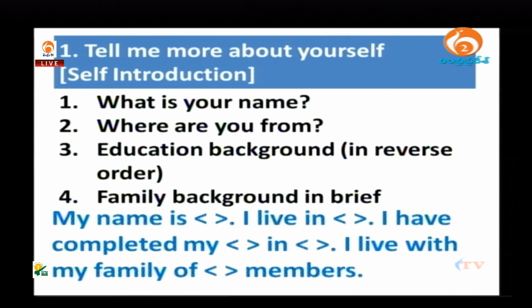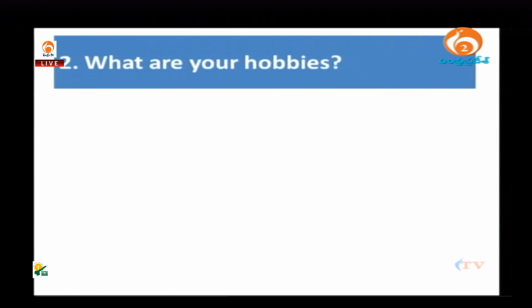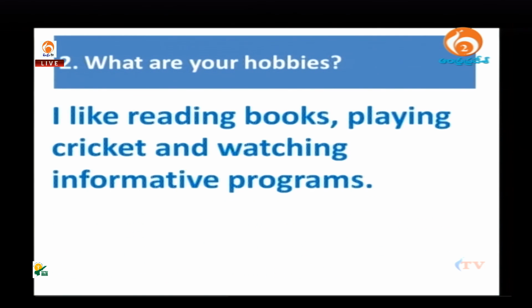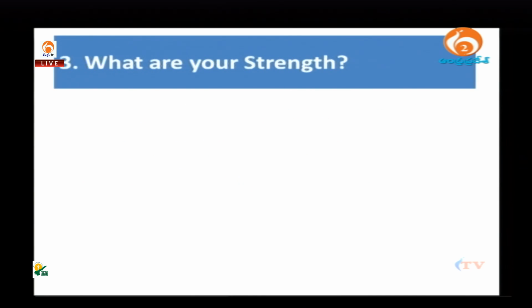So the first question I looked at was, tell me more about yourself, self-introduction. The next question is, what are your hobbies? And I talked about my hobbies. Question number 3, what are your strengths? What do you mean by strength? The strength cannot be that I can lift 50 kg, I can eat 15 bananas in 1 minute. Those are not strengths. Strengths are those qualities in your personality which help you, which can also help the organization.